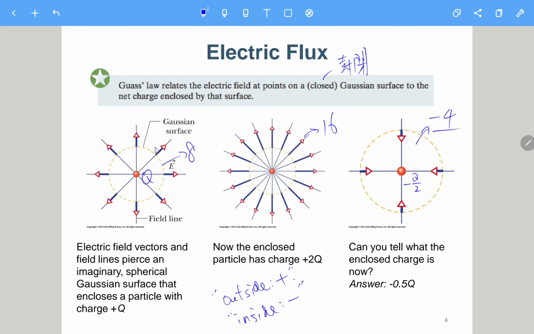So if we try to count the electric field lines over the Gaussian surface, if the charge is larger, then we can count more electric field lines. If it is a negative charge, we can see the electric field lines are pointing inward, which is a negative number.